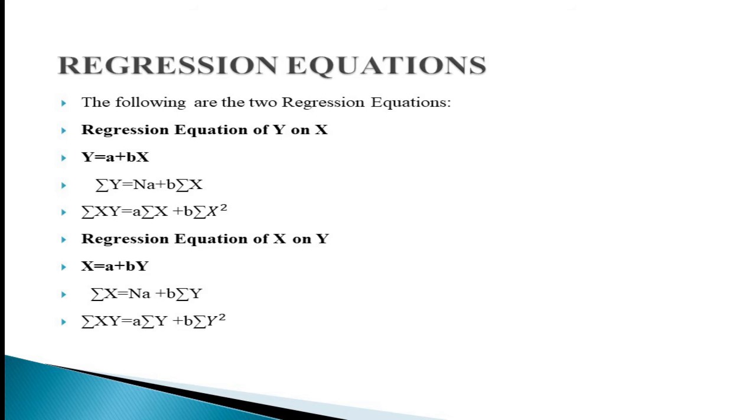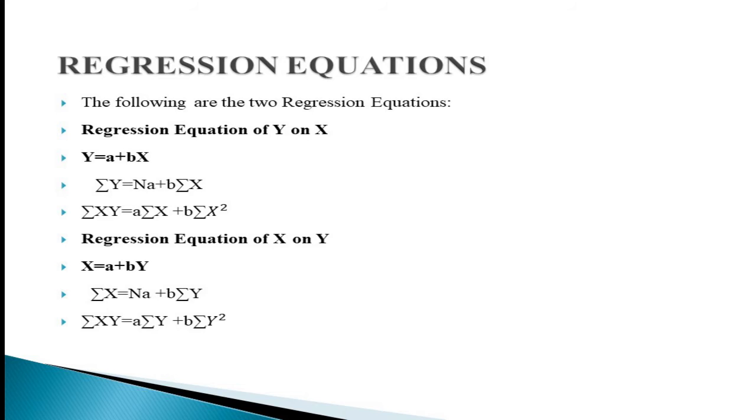Then the regression equation of x on y, and here x is equal to a plus by. That means you have to find the value of x given the value of y, and here y is the independent variable and x is the dependent variable, and the equations are summation x is equal to na plus b summation y.